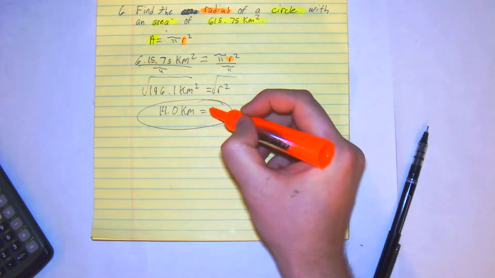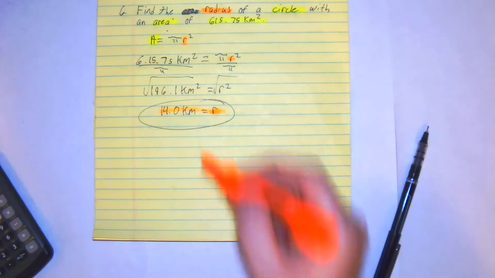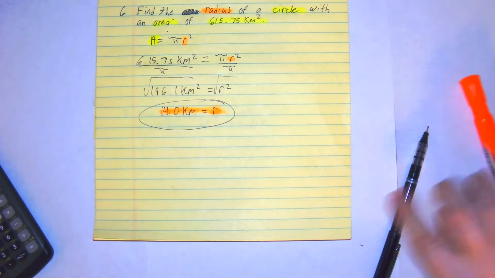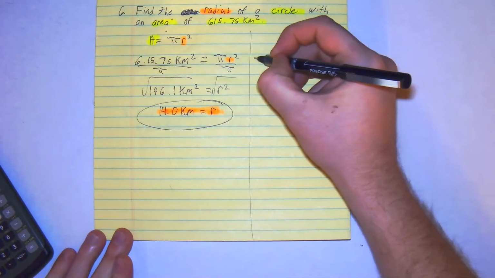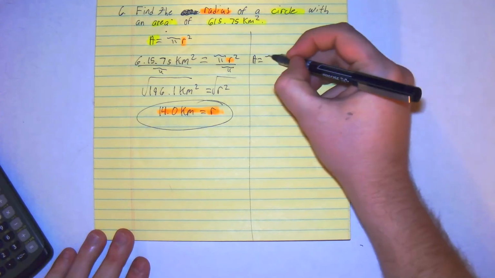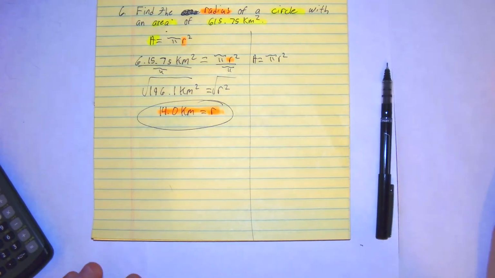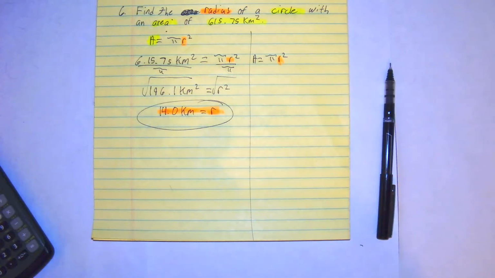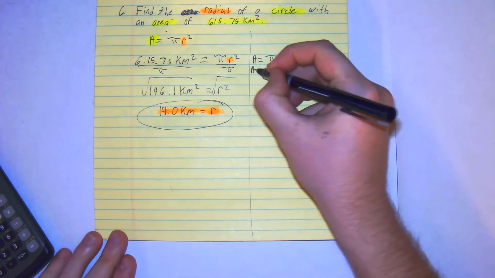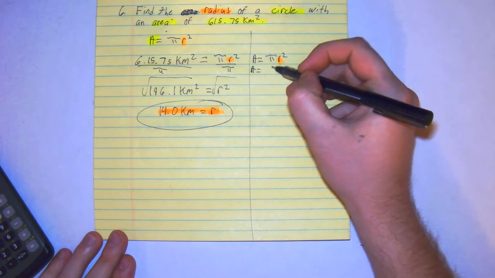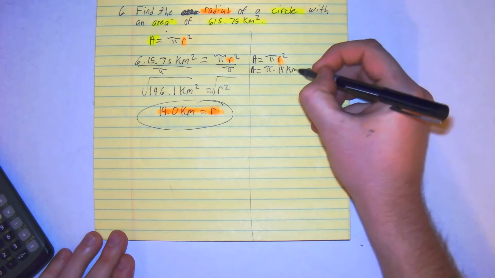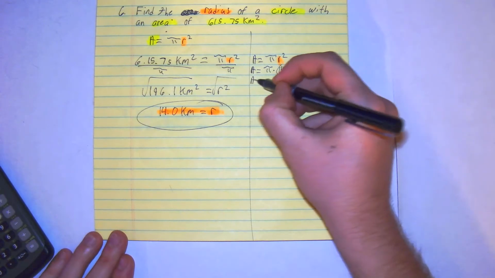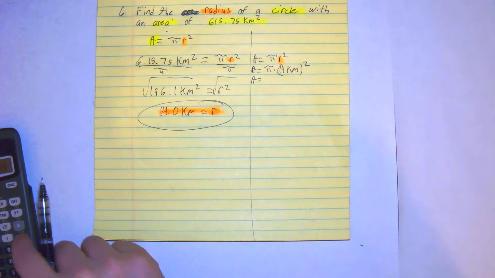So right here, our radius is equal to 14.0 kilometers. How can you check your work? You can just plug it back in and see if you get around the same answer. So let's try that just to see how it works. So area is equal to pi r squared. We're given this radius, so we're going to plug it in. So we get area is equal to pi times 14 kilometers, squared. We get area is equal to 14 squared would be 196.